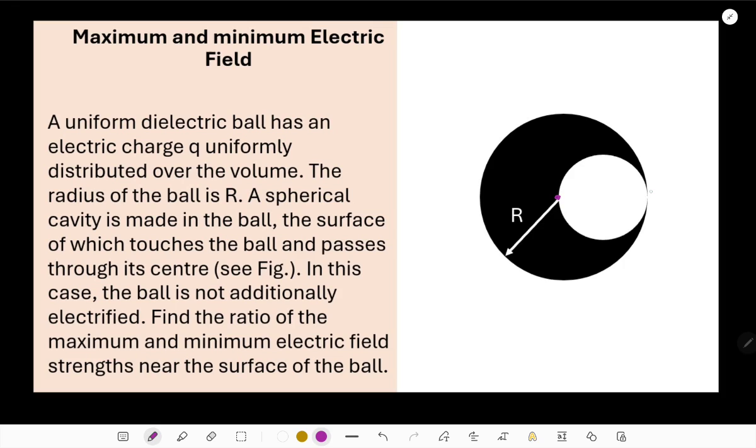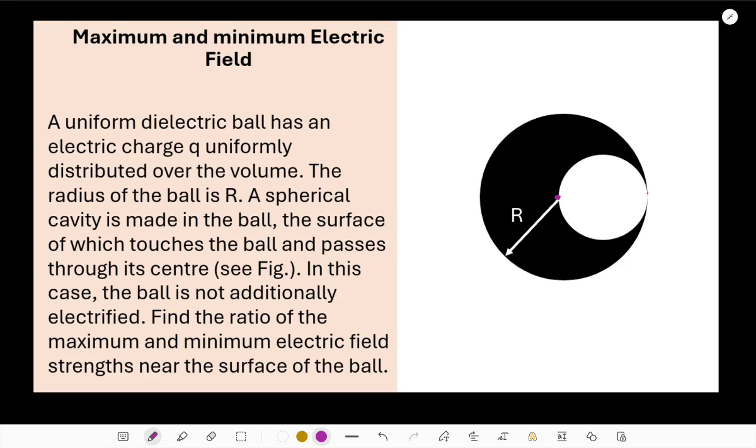this may be the center of the ball, and this is the point where their surfaces touch. In this case, the ball is not additionally electrified. That means no more charges have been put over the ball, and some charges it lost. Find the ratio of the maximum and minimum electric field strength near the surface of the ball.